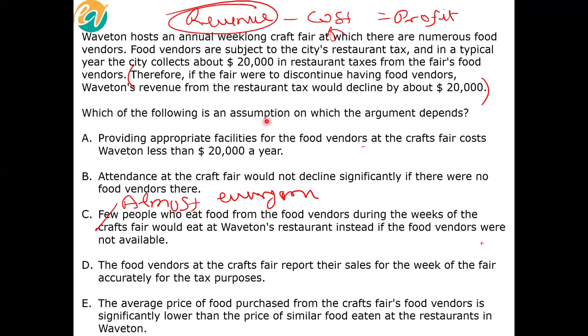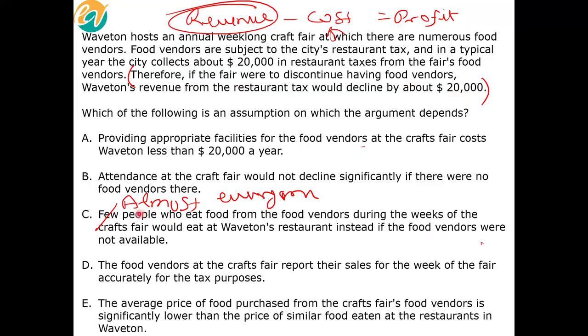So, by the way, this says here: which of the following is an assumption on which the argument depends. This is something we've been discussing in the last few classes, that the question may say argument, but it is basically the conclusion. So which of the following is an assumption on which the conclusion depends? And what is the conclusion? The conclusion is that the government's revenue from restaurant tax would decline by $20,000 if food vendors discontinue from the fair.